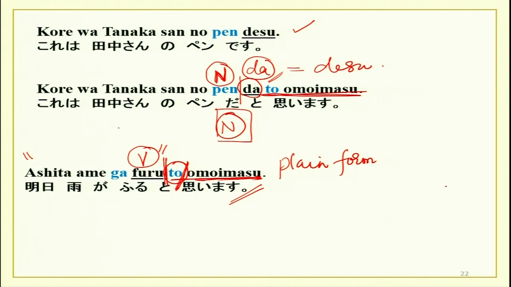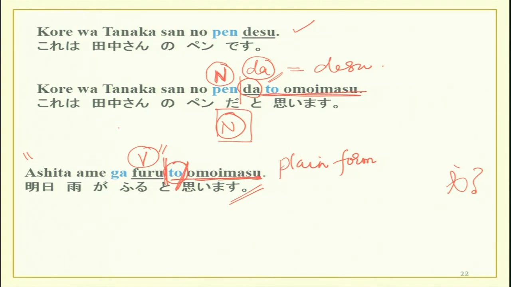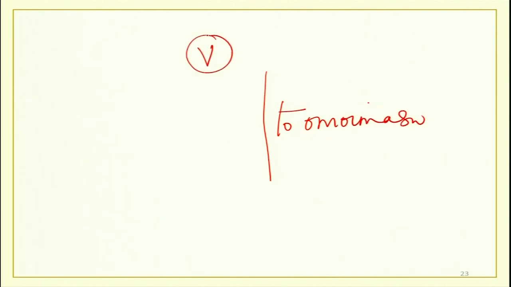You can also ask a question by adding ka over there. Ashita ame ga furimasu ka? Ashita ame ga furu to omoimasu. I think it is going to rain. Nobody is sure. Now, before to omoimasu, as I told you, the verb is going to be in plain form.